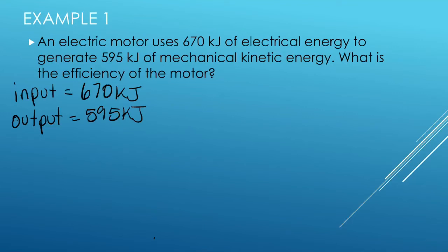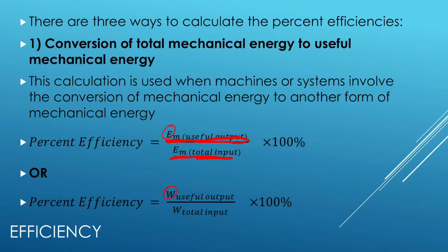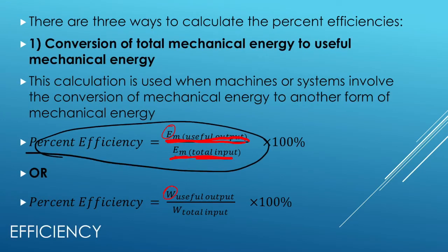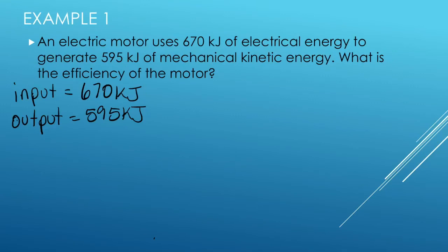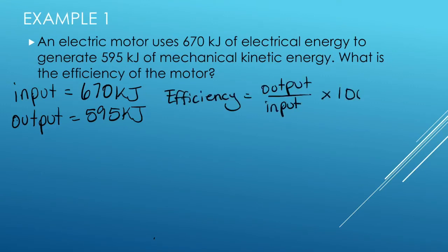They're both in kilojoules, so I'm just going to leave it like that. You do not need to convert this to joules. If you wanted to, by the way, you'd multiply by 1,000, but I don't need to do that. Okay? So again, if I want efficiency, I need output over input multiplied by 100, not 1,000.